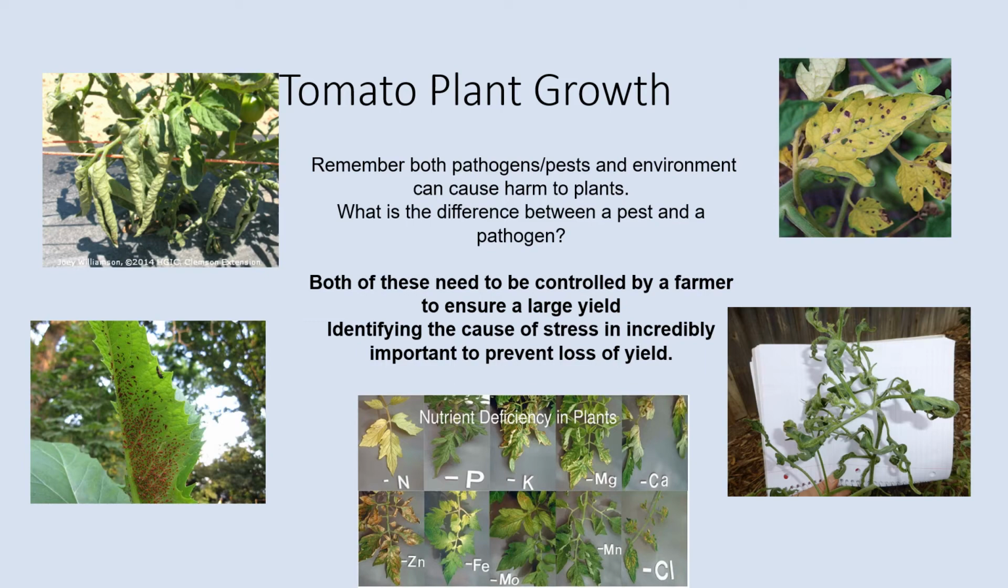So for farmers, it's very important they can diagnose these problems, they can work out what these problems are, and control them. So can you please make a note there of the information in bold? So both pathogens and environmental factors must be controlled by the farmer to ensure large yields of crops. Identifying these stress causes, so these images here, is vitally important to prevent their loss of yield. It all comes down to money at the end of the day. If these infections are allowed to spread, or if environmental changes are allowed to continue, then you will lose huge amounts of crops. Right, when you're ready, unpause it and move on.